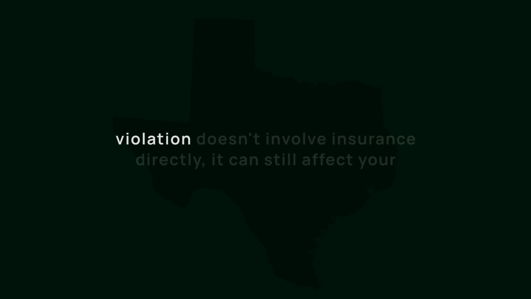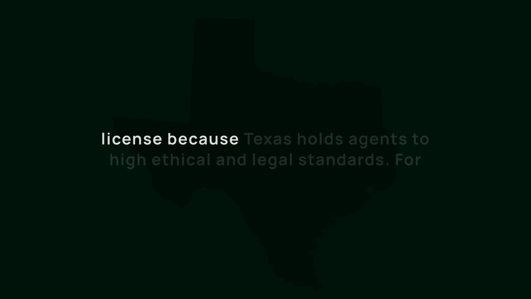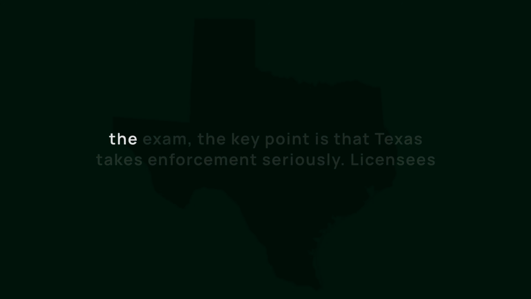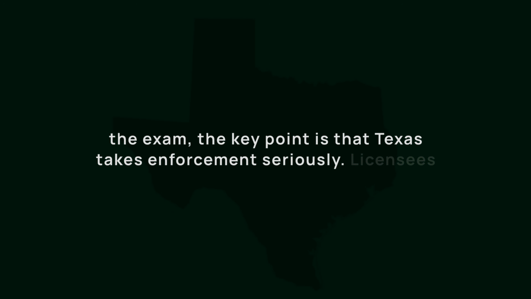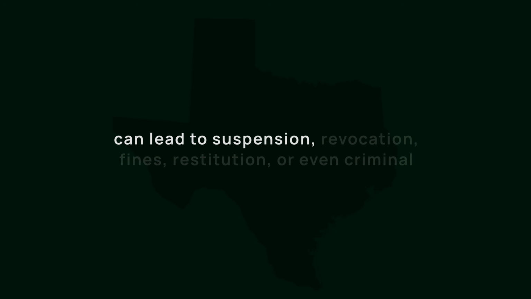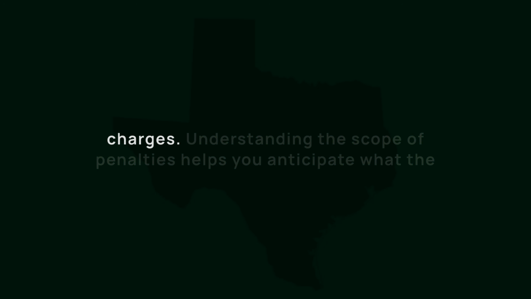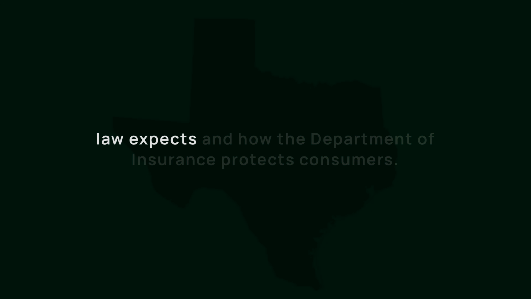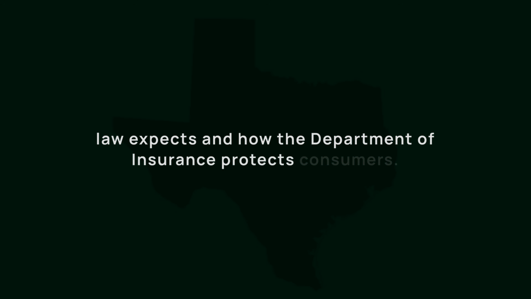Even if the violation doesn't involve insurance directly, it can still affect your license because Texas holds agents to high ethical and legal standards. For the exam, the key point is that Texas takes enforcement seriously. Licensees must follow all laws, rules, and ethical standards because violations can lead to suspension, revocation, fines, restitution, or even criminal charges. Understanding the scope of penalties helps you anticipate what the law expects and how the Department of Insurance protects consumers.